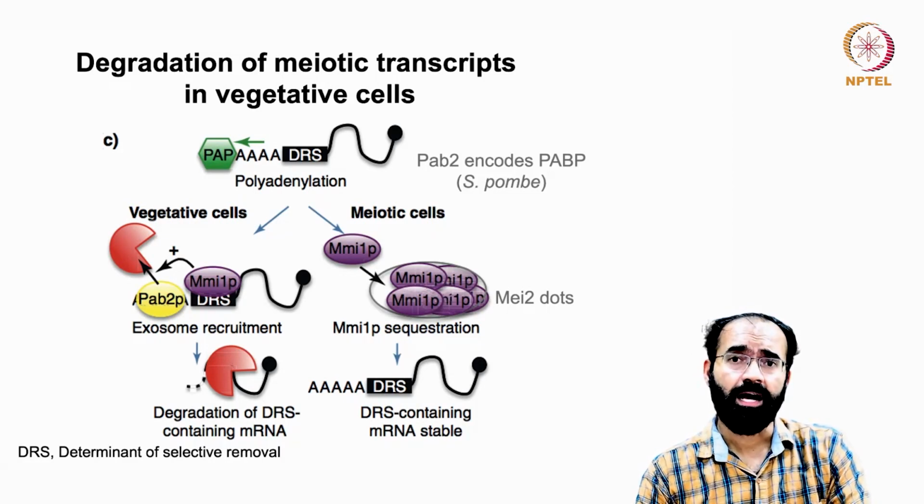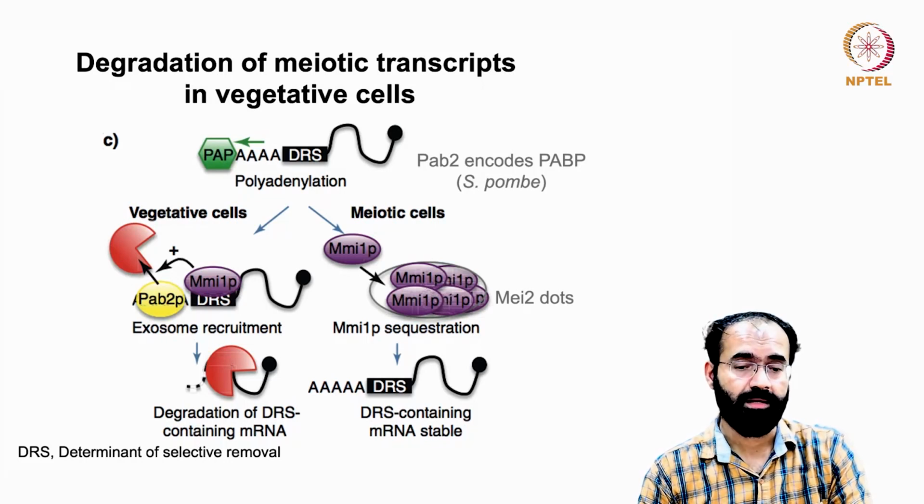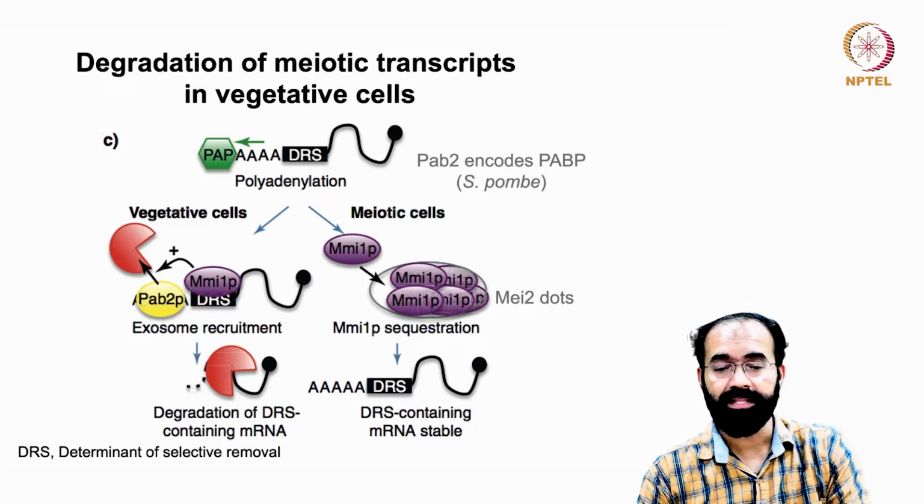MMI1P is now removed onto MEI dots, and these MEI dots are kind of acting like a scavenger. Because of this removal, some small amount can still bind. If it is a small amount, it can bind and cause the degradation. But in meiotic cells, these MEI2 dots will sequester the MMI1P proteins, and they are not available for binding because such dots are not formed in the vegetative cells.